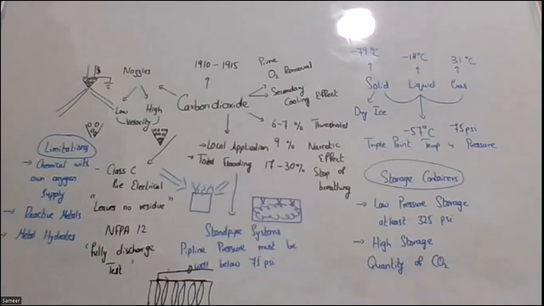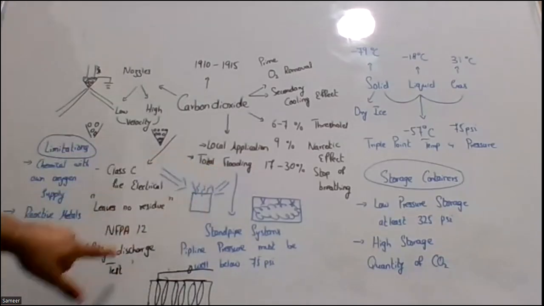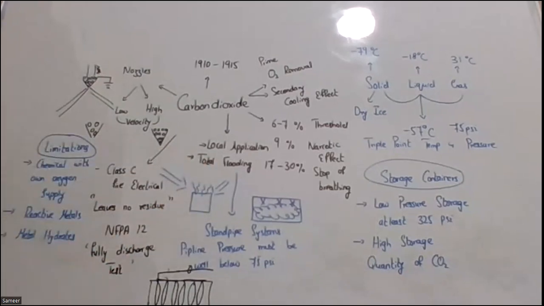Okay. Testing and maintenance of carbon dioxide. A carbon dioxide total flooding system should go through a full discharge test. Full discharge test means that when a new system is installed, and as I said, checking of the carbon dioxide system is very difficult. Maintaining a carbon dioxide portable extinguisher is also very difficult. Similarly, the same goes for the total flooding system.